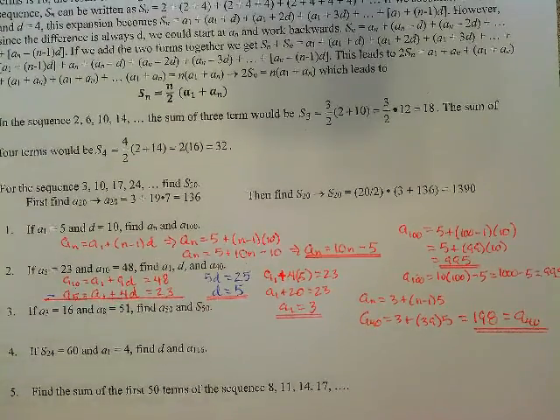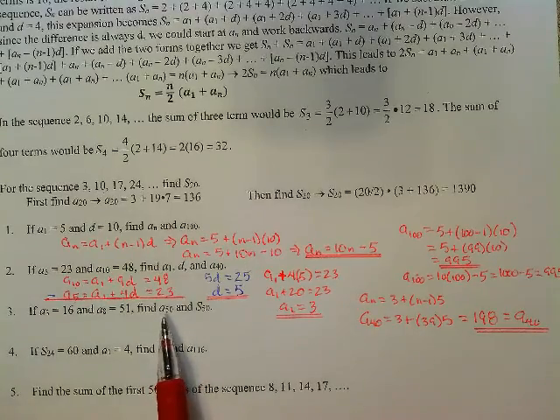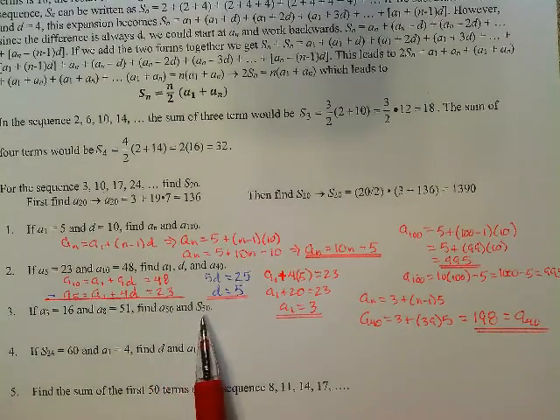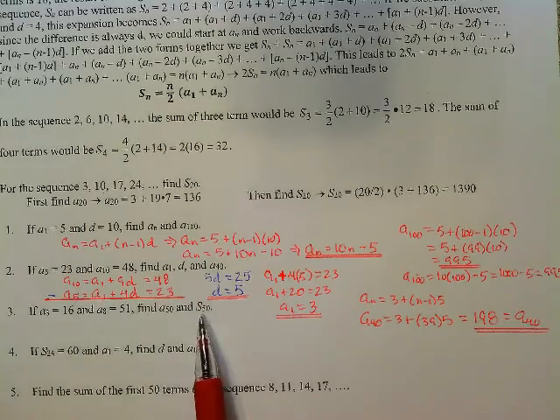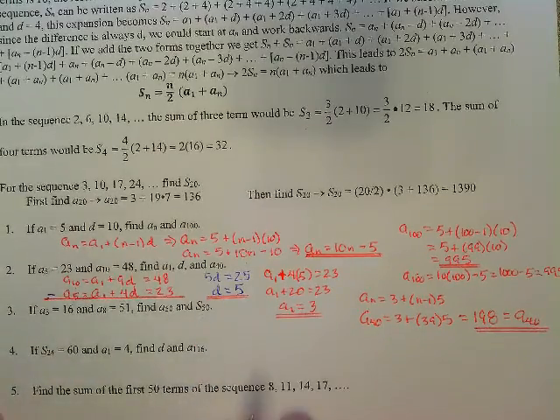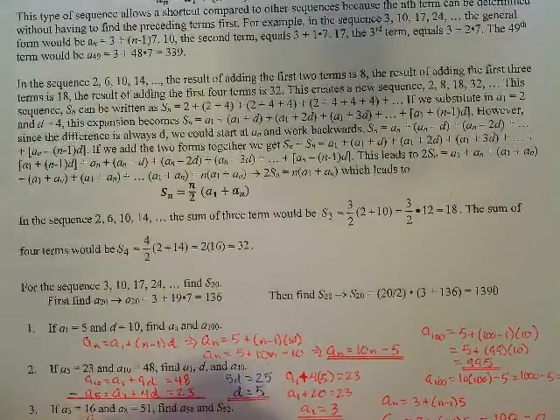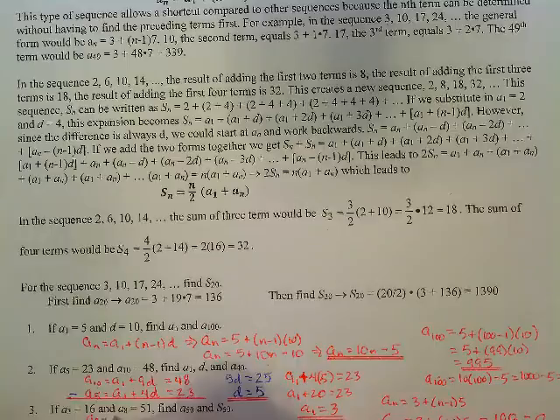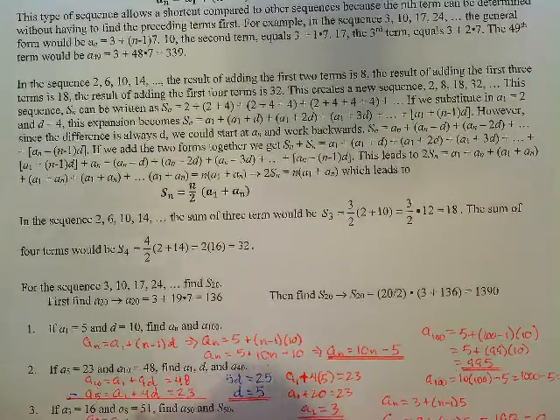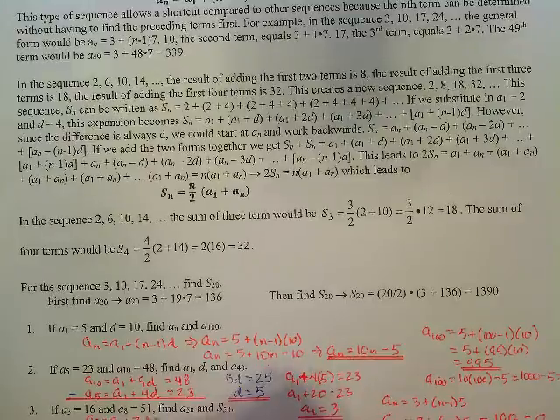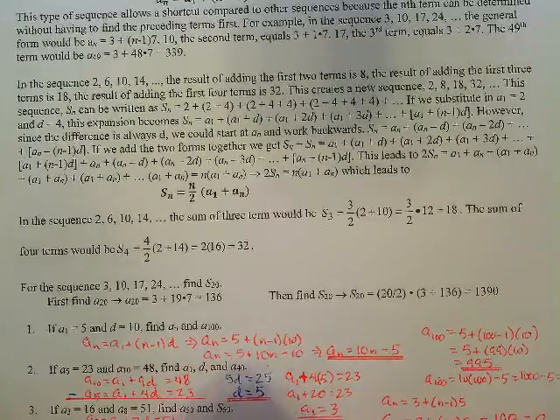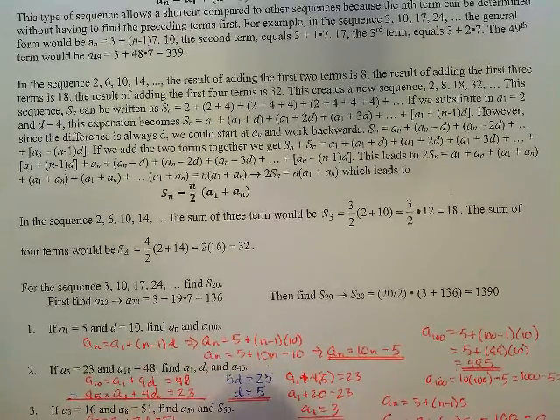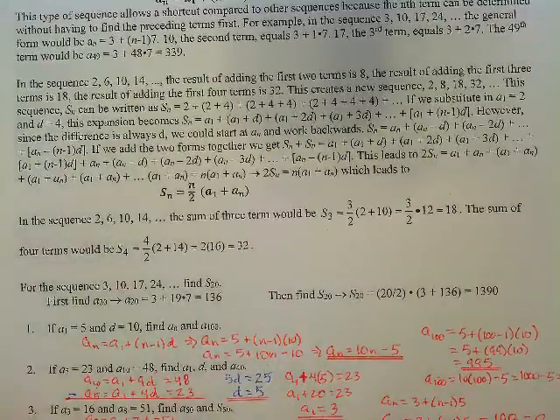Alright, now we're going to do a similar kind of problem, except I'm not only going to find, in this case, the 50th term, I'm also going to find the sum of the first 50 terms. So that's what that represents. This is the 50th term. This is the sum of the first 50 terms. Similar to before, A8 is going to be A1 plus 7D, and that has to equal 51. And then A3 is A1 plus 2D, and that is 16.